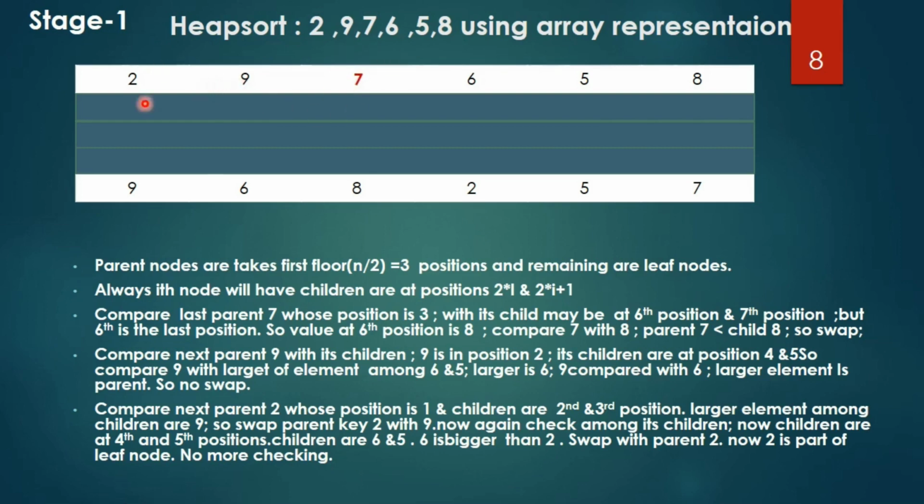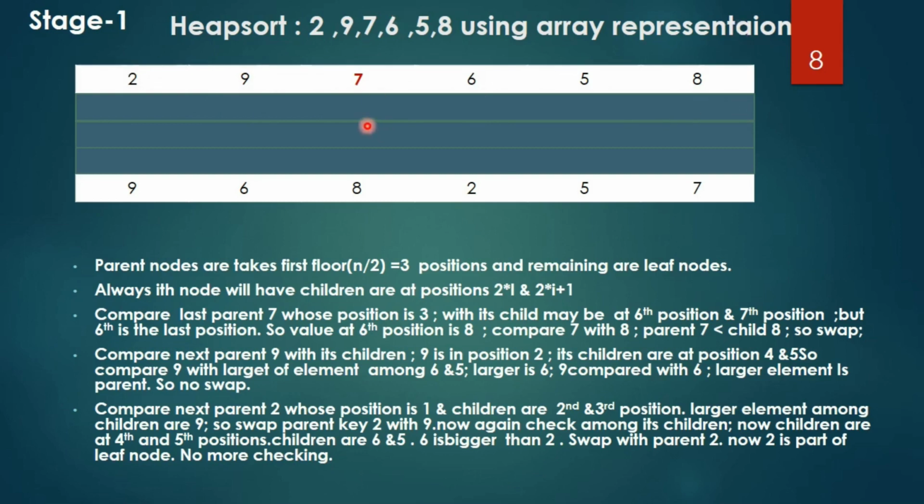In the bottom up heap manner, you first have to identify the parent nodes and the leaf nodes. Parent nodes always take the first floor of n by 2 positions. That means n here is 6. So the first three positions are taken by parent nodes and the remaining positions are taken by leaf nodes.